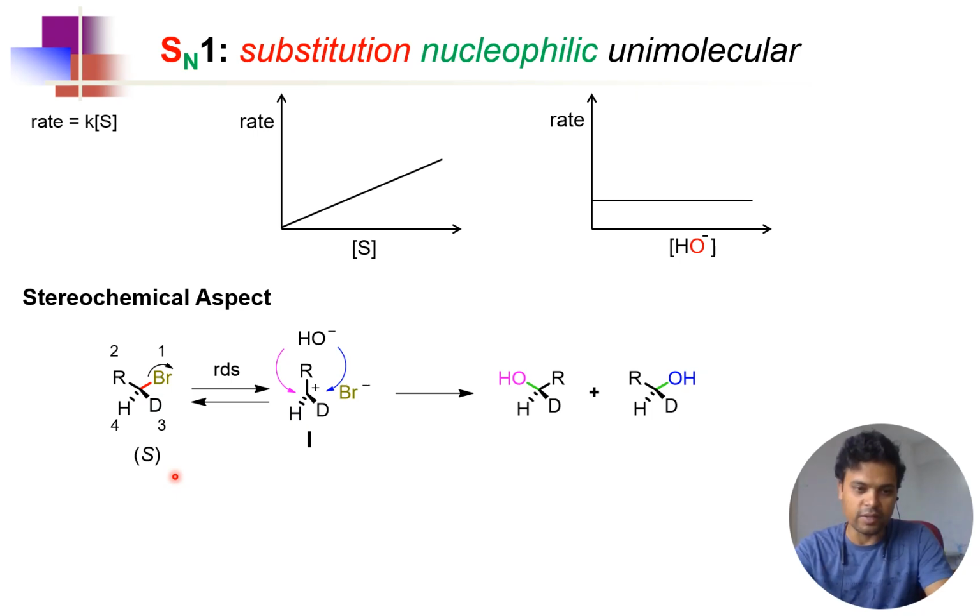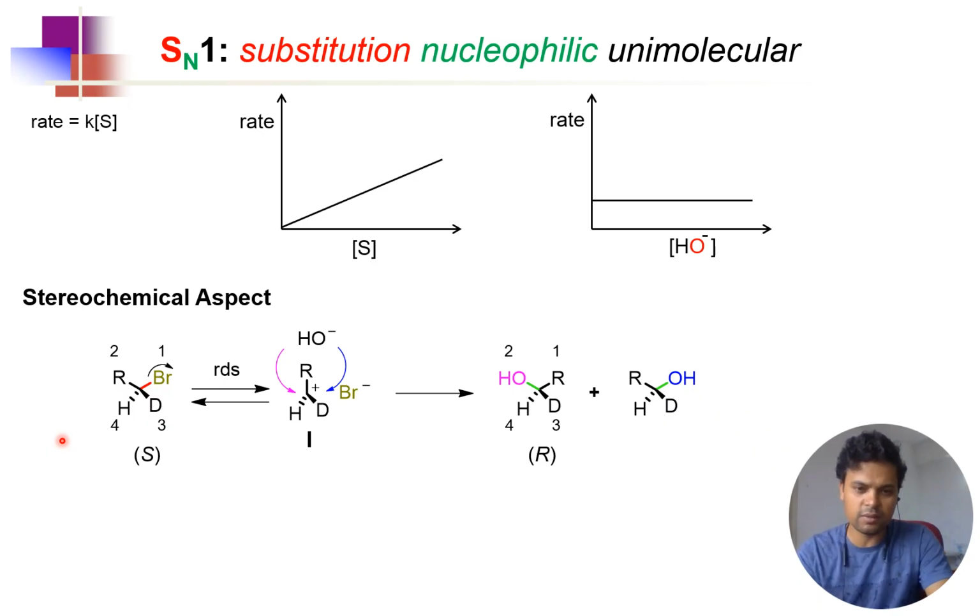Here you can see I have given the way to predict this. Bromine is 1, an aliphatic chain is 2, deuterium is 3, and hydrogen is 4. With hydrogen behind the plane, you have anticlockwise, so this is S.